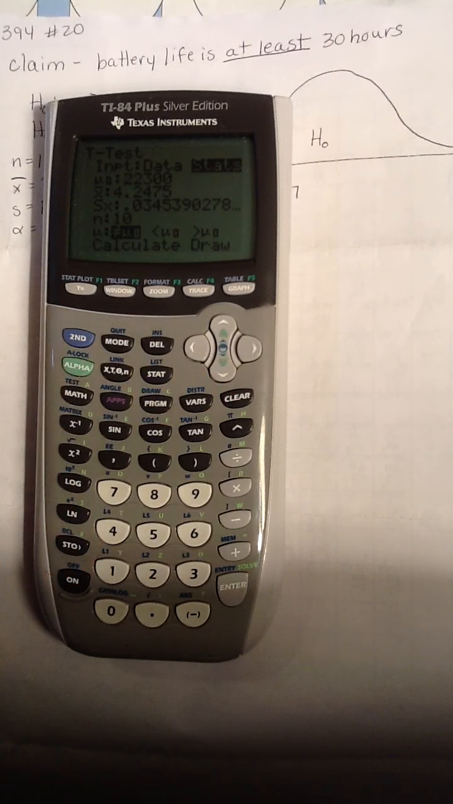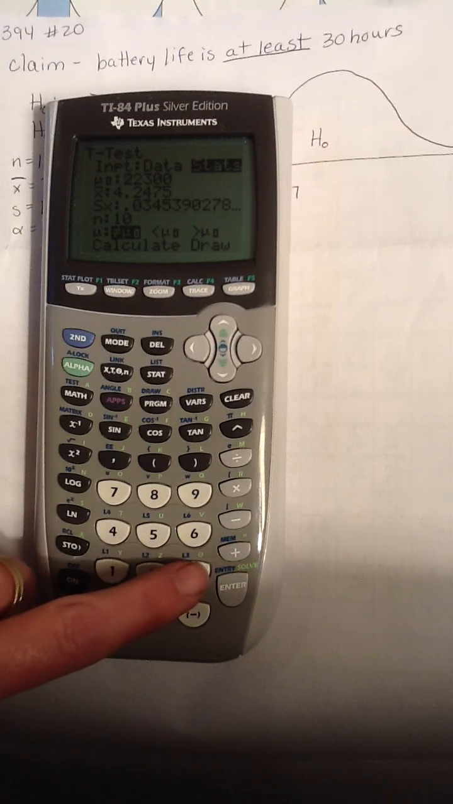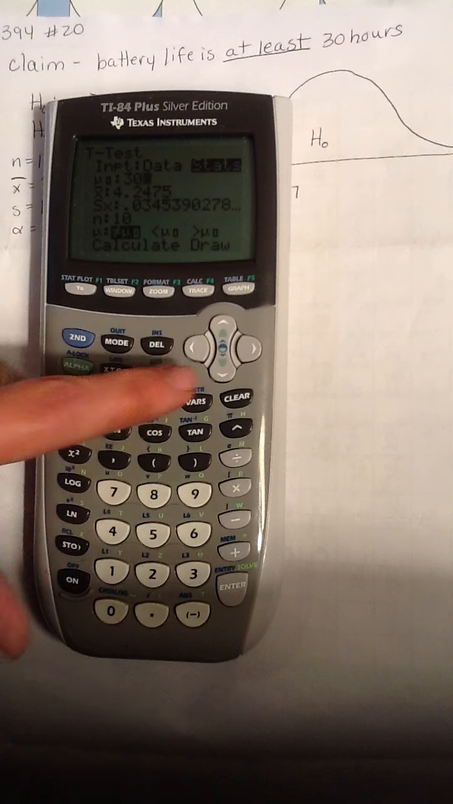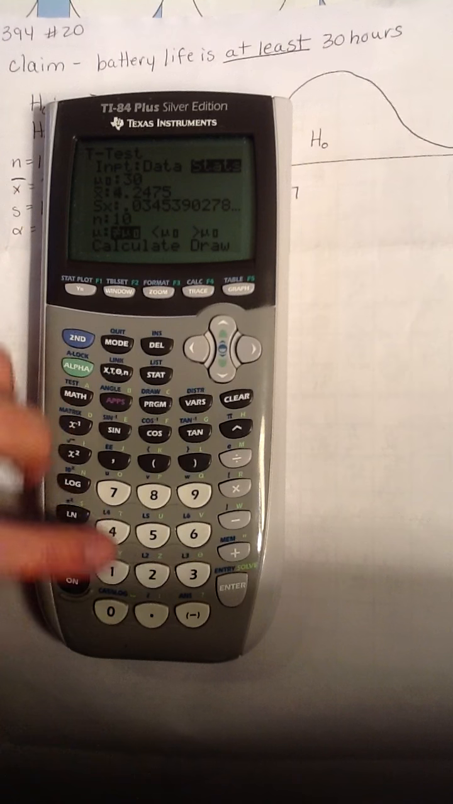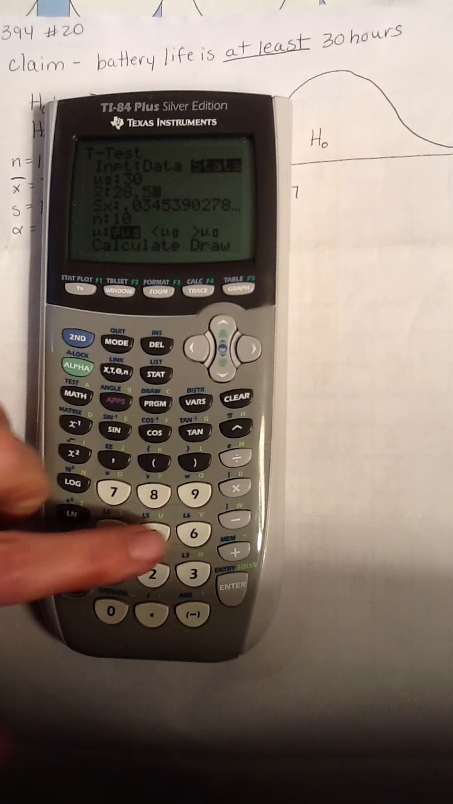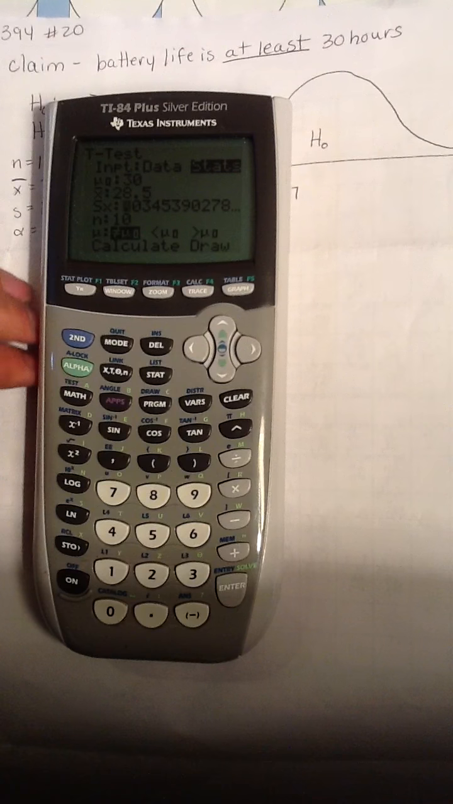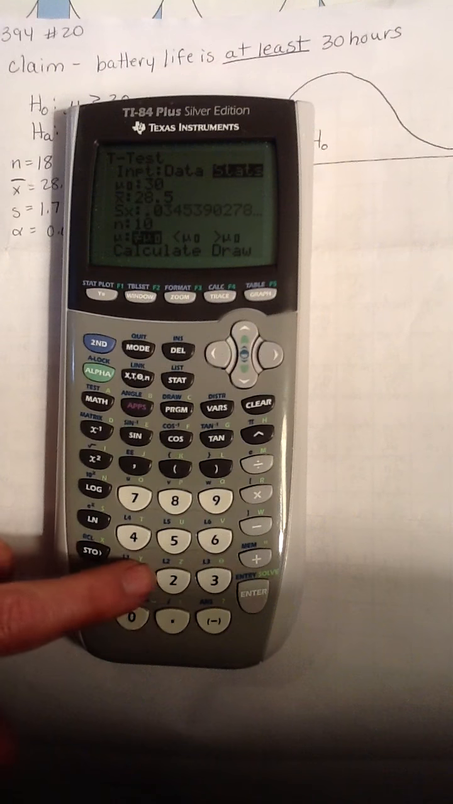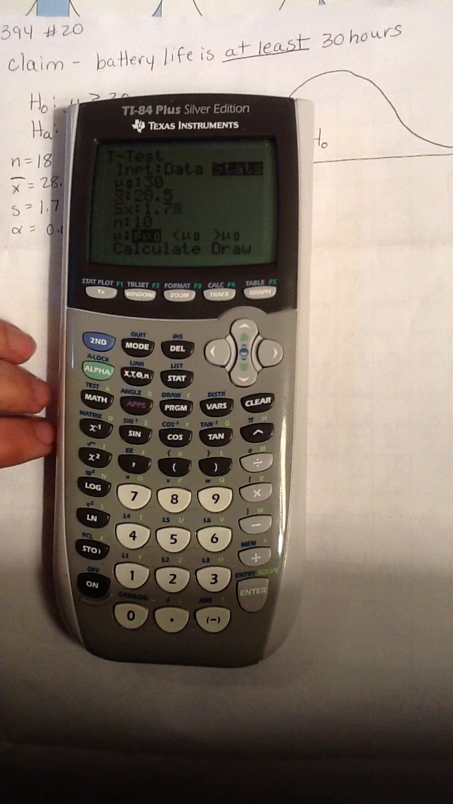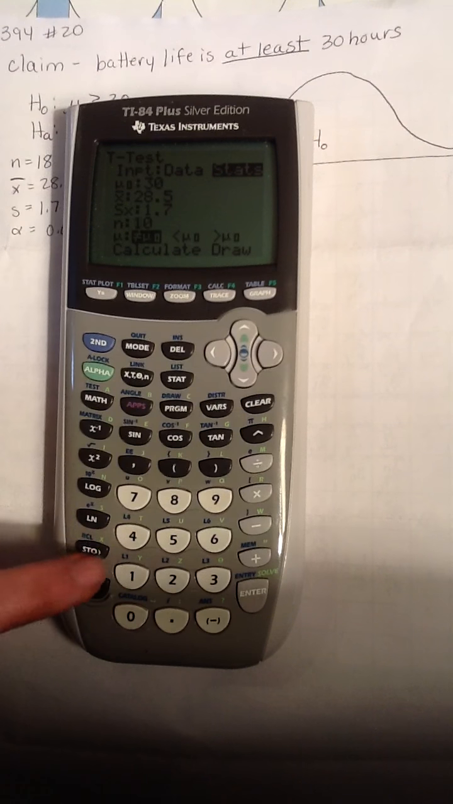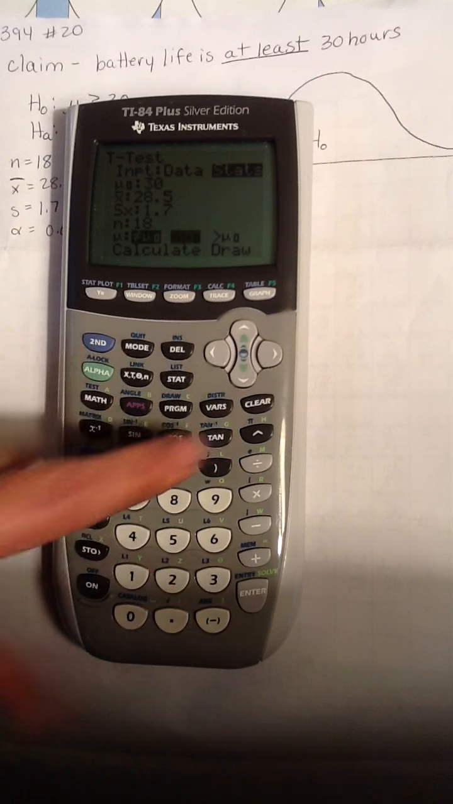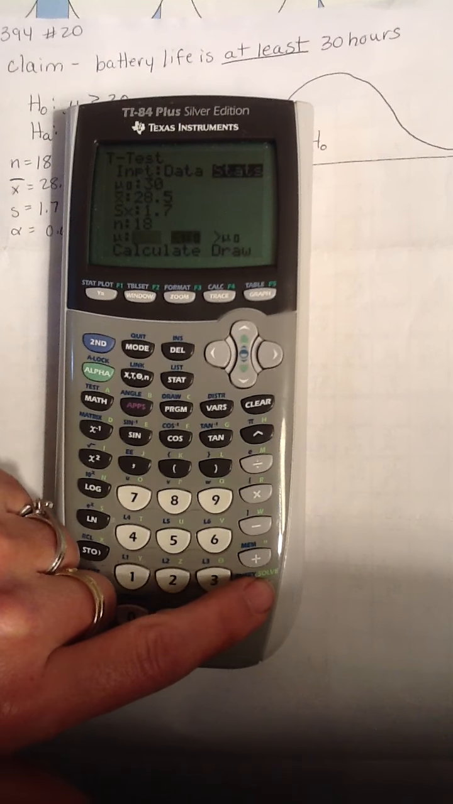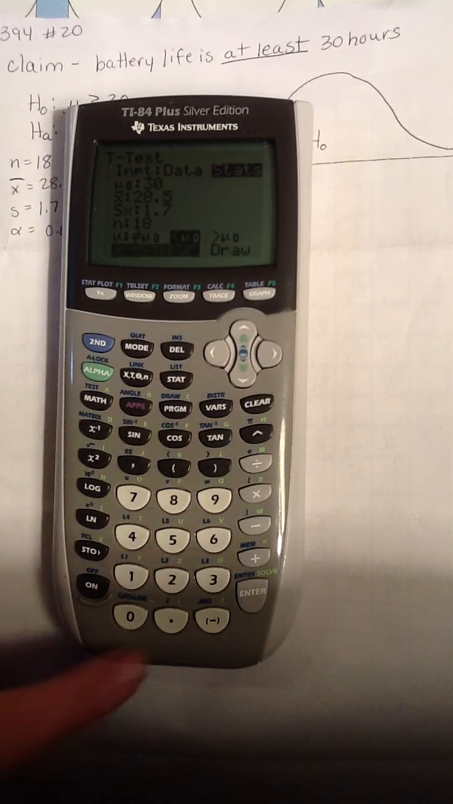Right here under mu naught, that is the value from our H naught statement, which was 30 hours. That's what they were claiming. What we found was that they had 28.5 for a mean battery life. Our standard deviation was 1.7 hours. Our n value was 18, and this was a left-tailed test. So I'm going to hit enter on the left tail and then go down and have it calculate.